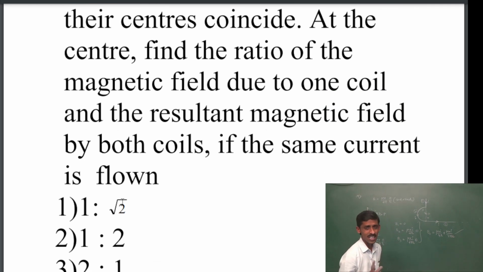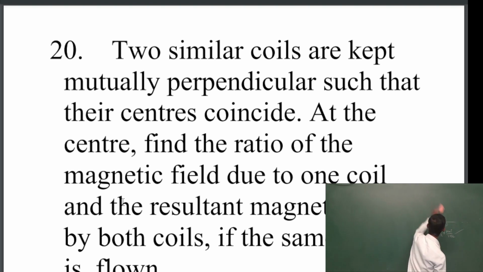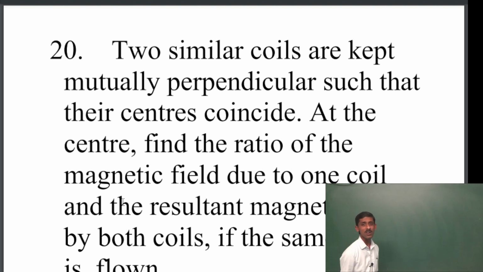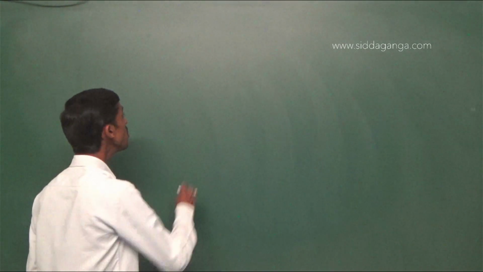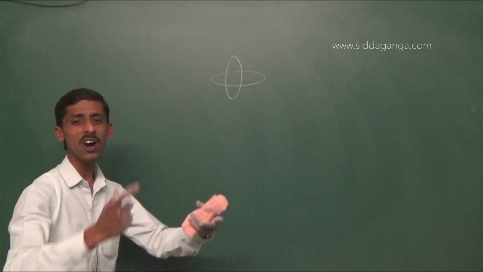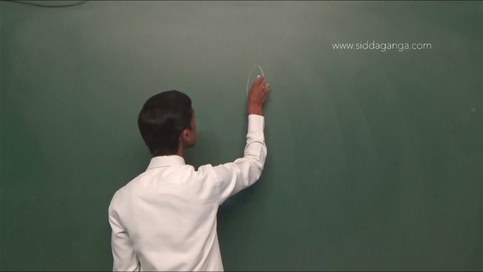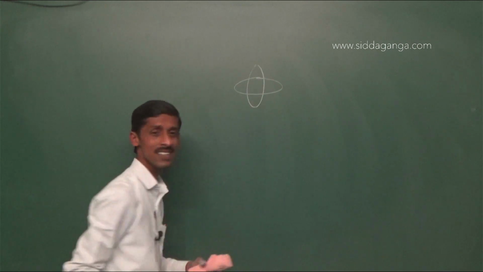So two circular coils are given. It is mentioned similar coils, identical coils, means number of turns, current same. Current also same. At the end of the question it is mentioned. Two similar coils mean same size, same radius, same number of turns. So how are they arranged? Their planes are perpendicular like this. One coil inside another, their planes are perpendicular. Two circular coils are arranged such that their planes are perpendicular.